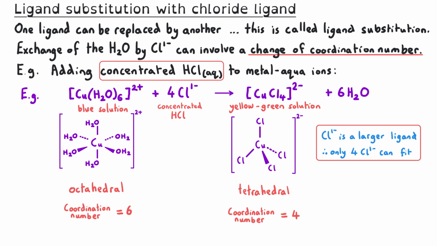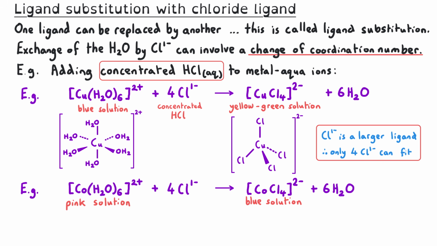And as a result of the coordination number changing, the shape of the complex changes as well, going from octahedral to tetrahedral. And remember, this happens because the chloride ion is a larger ligand, and so only 4 chloride ions can fit around the copper. This works in the exact same way if you have a different complex, for instance a pink solution of hexaaquacobalt(II) reacting with concentrated hydrochloric acid will produce a blue solution of this tetrahedral cobalt with 4 chloride ions as ligands, and 6 water molecules will be removed.